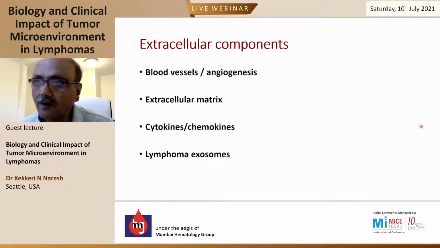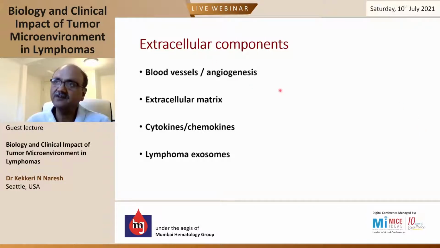There are other extracellular components which are also key. One is the blood vessels and angiogenesis, the extracellular matrix, and many cytokines and chemokines which are delivered by the lymphoma cells or by the other immune cells, which can suppress the immune system, or sometimes stimulate the tumor cells. And there are also structures called lymphoma exosomes. These are fragments secreted by the lymphoma cells, which are membrane bound and contain key messages, and these can be seen in circulation and in the microenvironment as well. So these are all key aspects of an immune response.